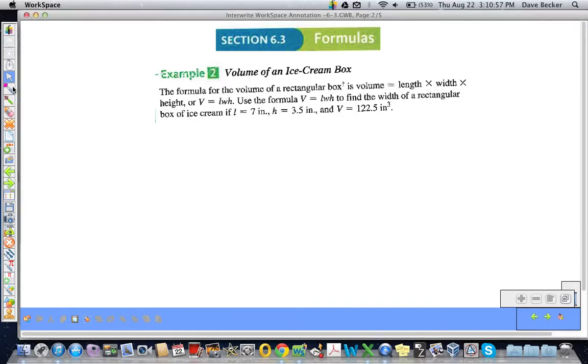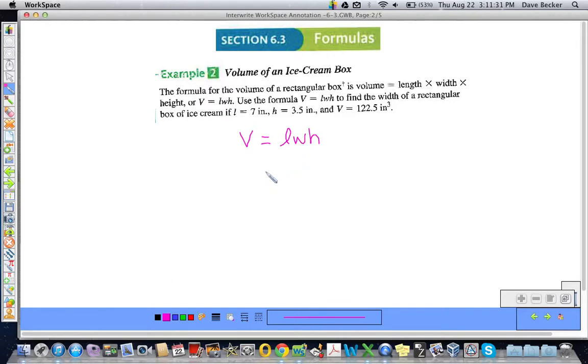We are talking about formulas. Basically, what we're trying to do is learn how to solve formulas for a particular variable. So we're going to start off with something easy, the formula for the volume of a rectangular box, which is given by length times width times height. In this particular problem, we're given values for some of the dimensions and for the volume, and we are asked to solve to find the width, W.